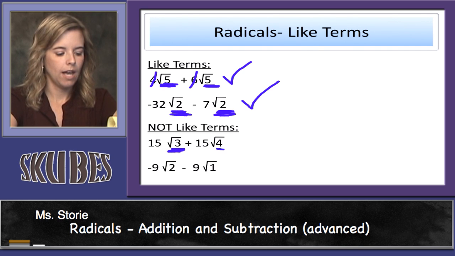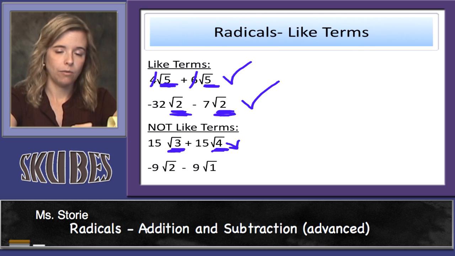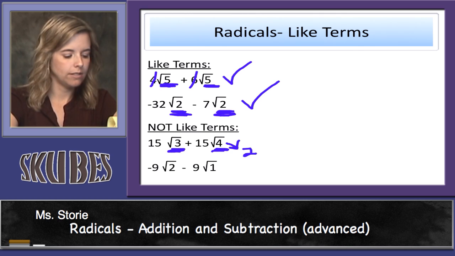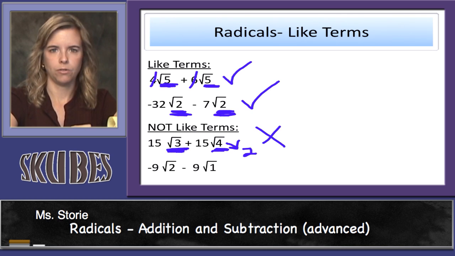Now, take a look here. You've got a radical 3 and a radical 4. Even if we take radical 4, which is the number 2, then we don't even have a radical here, so these definitely don't match. You have radical 3 and the number 2. There's no matching radicals, so these are not like terms.